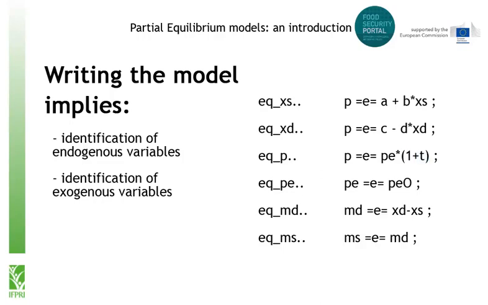And then you have PE0, which is a parameter. You can have a change in the world price of rice, and you can see how it affects the equilibrium in this sector in Senegal. And then you have the identification of parameters. They are here A, B, C, and D.